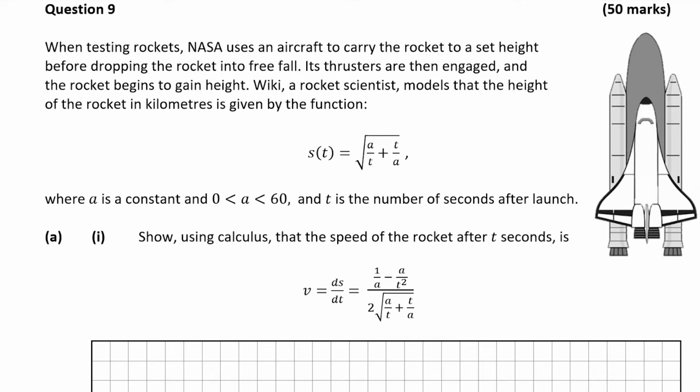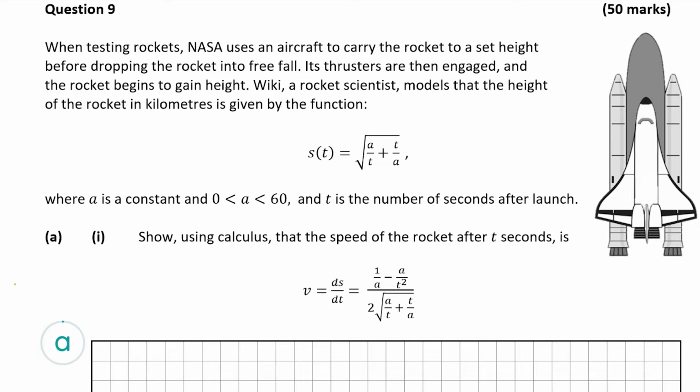Matthew here, and we're going to look at question 9, which is a 50-mark question on functions and calculus. We're told that when testing rockets, NASA uses an aircraft to carry the rocket to a set height before dropping the rocket into freefall. Its thrusters are then engaged and the rocket begins to gain height. Wiki, who is a rocket scientist, models the height of the rocket in kilometers with the function s of t, which is equal to the square root of a over t plus t over a, where a is a constant between 0 and 60, and t is the number of seconds after launch.